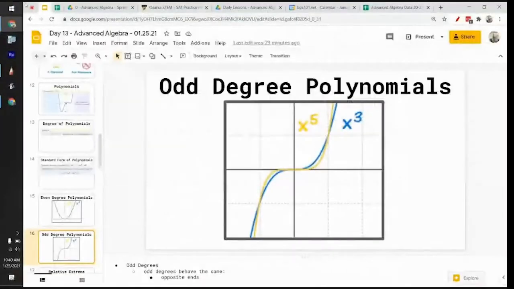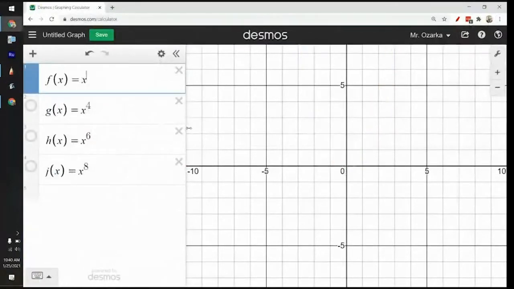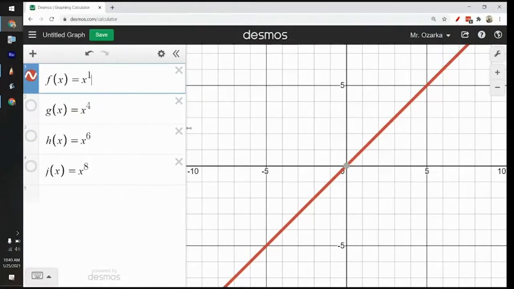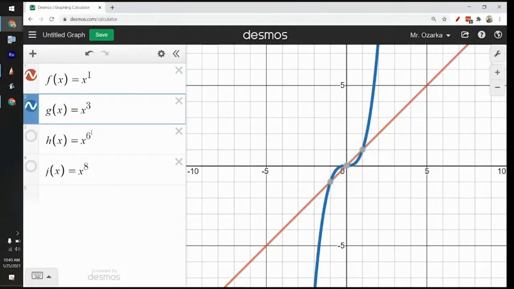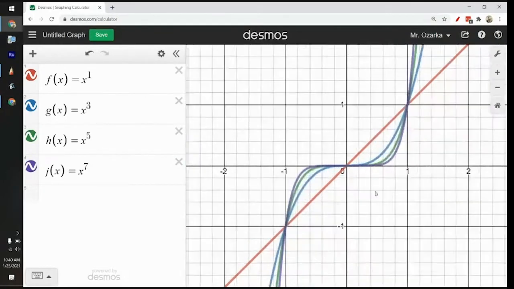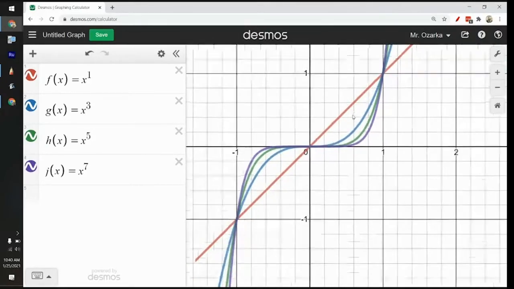Let's go back to Desmos here. There it is. I'm going to change this to x to the 1st. X to the 1st. I'm going to change this one to x cubed. Okay, I'm going to change this one to x to the 5th. X to the 7th. Turn these on so you can actually see them. And you can see there's no symmetry to them. They start low and end up high for each of these.